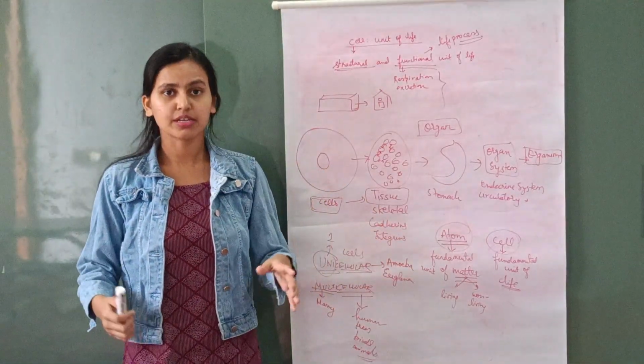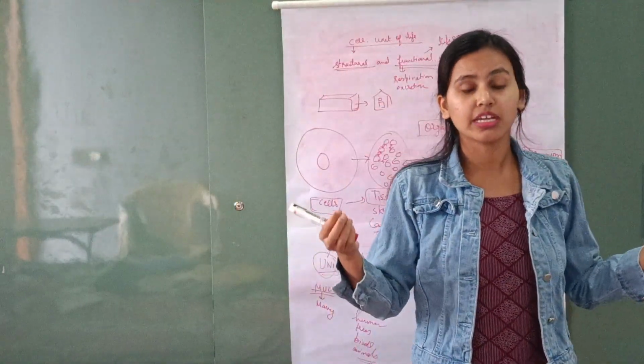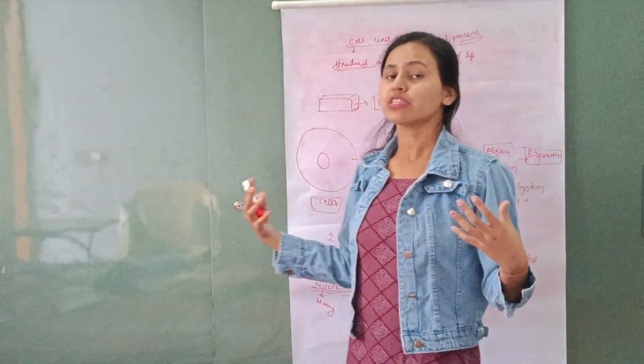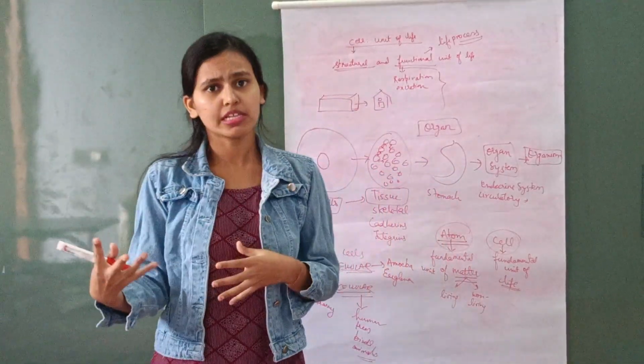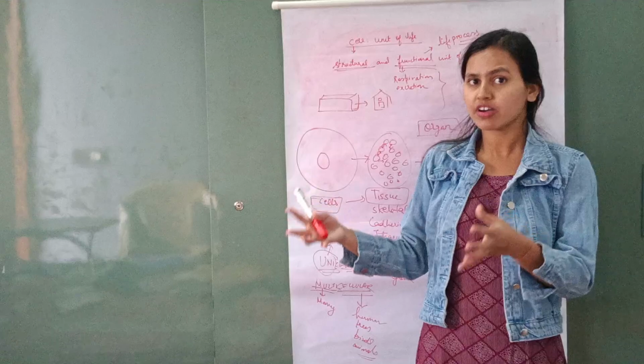Then I told you about unicellular and multicellular organisms. Uni means one, that is a single cell. The single cell performs all the functions, as you can see in amoeba, euglena. And multicellular organisms have many cells, and the cells are specialized to perform specific functions.